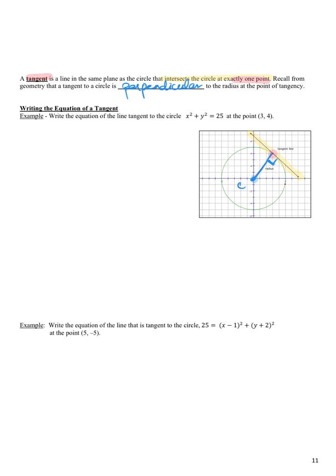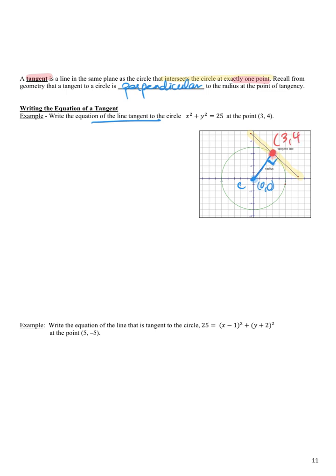So let's look at this example. It says write the equation of the line. So we're writing the equation of a tangent line given this circle whose center is what? 0, 0. So we're at the origin. And then if we look at where this line is tangent to the circumference of the circle, it's at the point 3, 4.